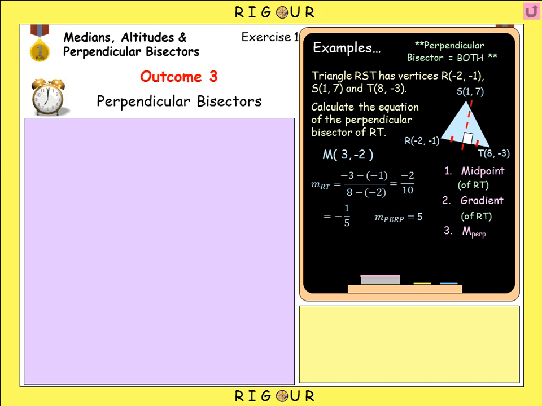So using our perpendicular gradient and the only point we know which lies in the red dotted line, which is the midpoint, we substitute all this into y minus b. So y plus 2 equals 5, bracket x minus 3. And if we multiply out the bracket and subtract 2 from both sides, this gives us a tidier answer of y equals 5x minus 17.